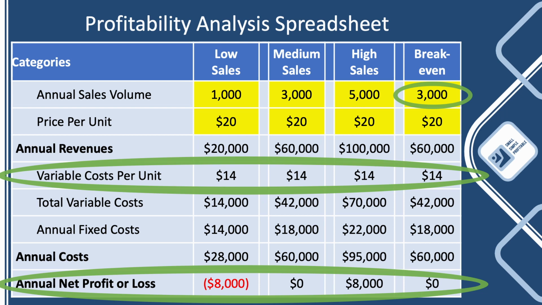Now you're losing $8,000 in low sales, you're making a profit of $0 in medium sales, and you're making a profit of $8,000 in high sales. Notice also that the break-even level of sales decreased from 3,600 hours to 3,000 hours. That's a difference of 600 fewer hours to get to your break-even level of sales. So this small change to the hourly wages of an employee makes it a little easier to get to break-even.